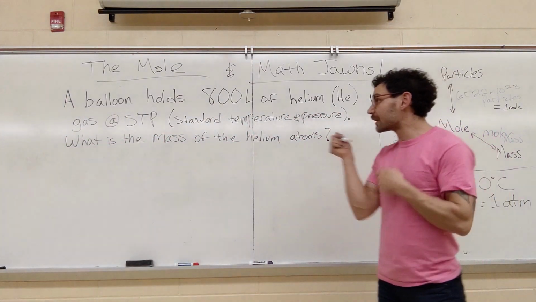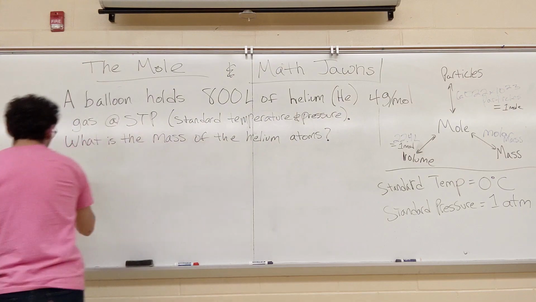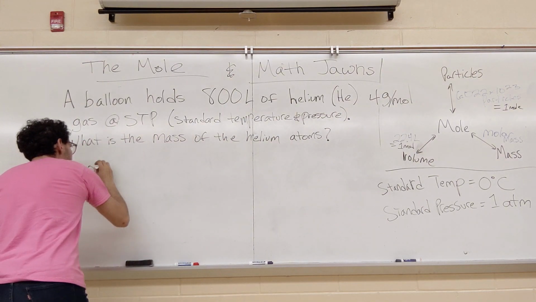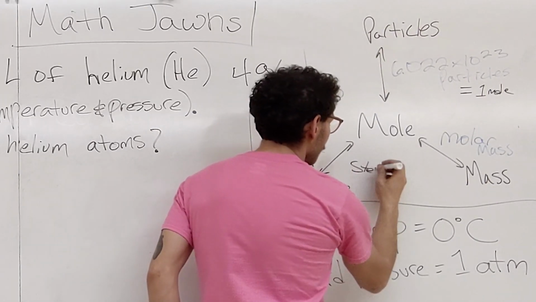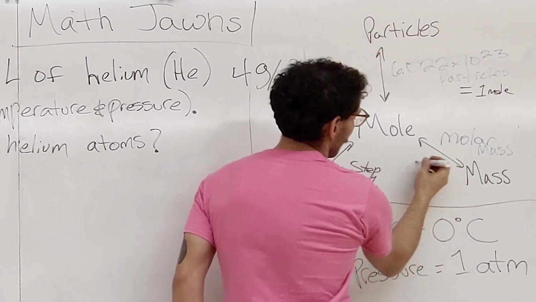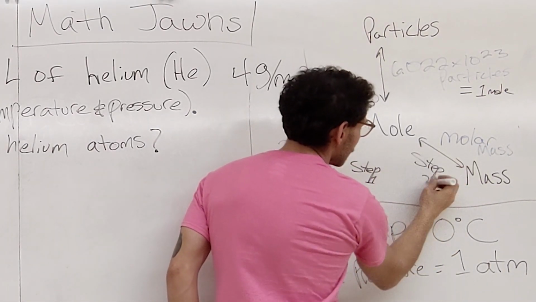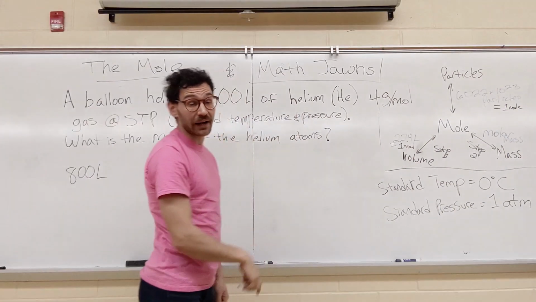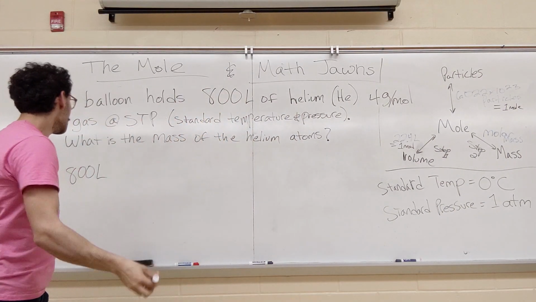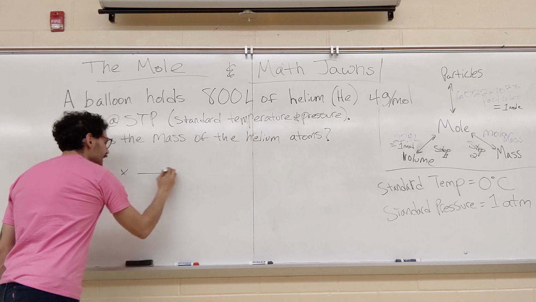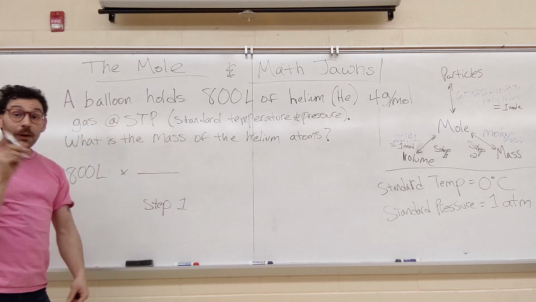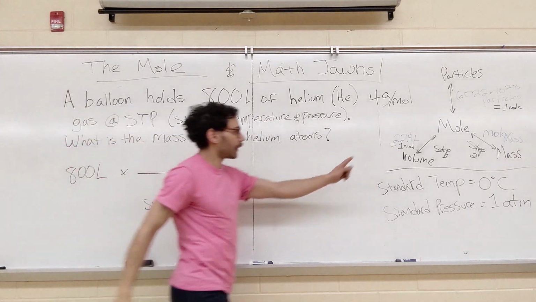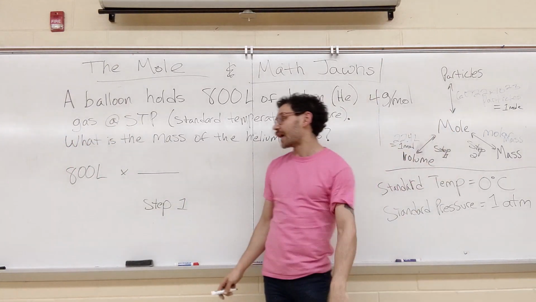Well, what I'm going to do here is start with my 800 liters. And I know if I'm starting at volume, my first step is going to be to convert to moles. And then my second step is going to be to get over to mass, because each arrow we cross is another conversion step. So I'll start with my 800 liters, and this is going to be my step 1 conversion. And I know I'm going from liters to moles, from the volume to moles as my first step.